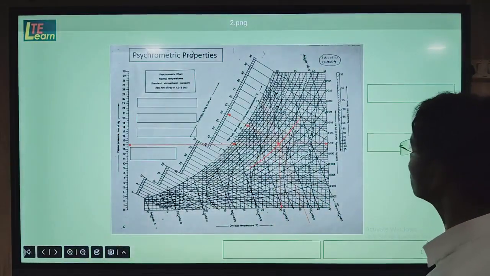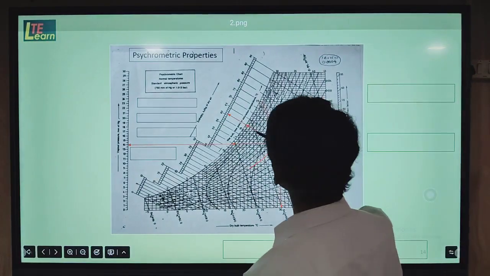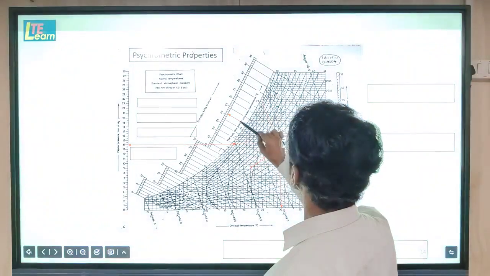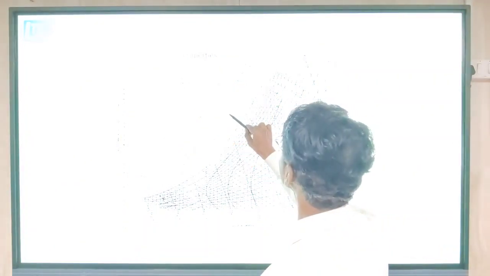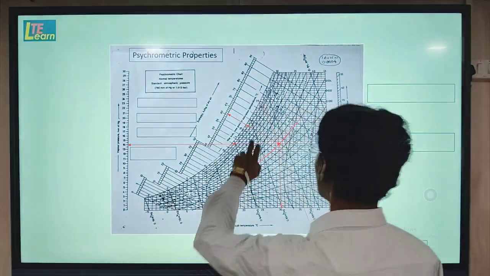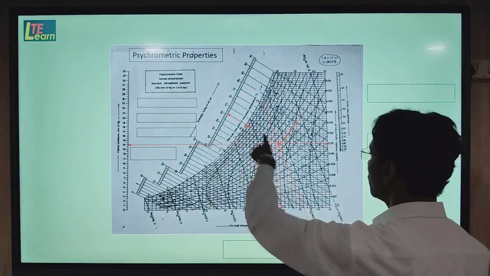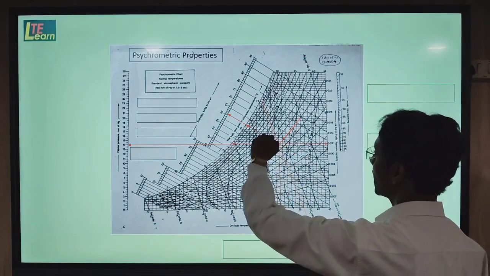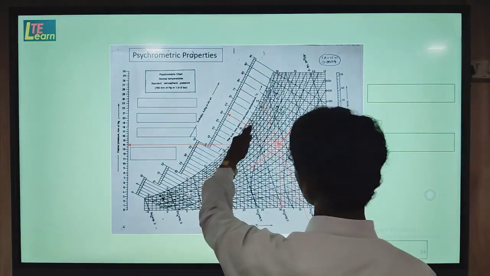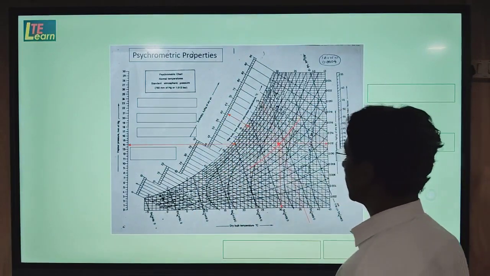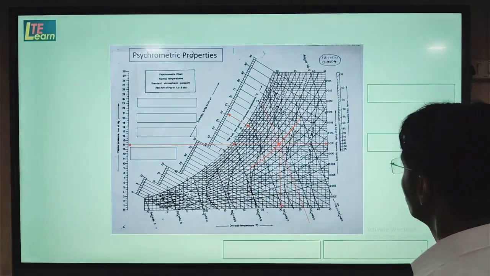Next, if you extend the wet bulb temperature line out of this chart, it touches the scale where we find the enthalpy. So to find the enthalpy, you can use the same WBT line, extended, reaching the enthalpy scale where we find the value of enthalpy.